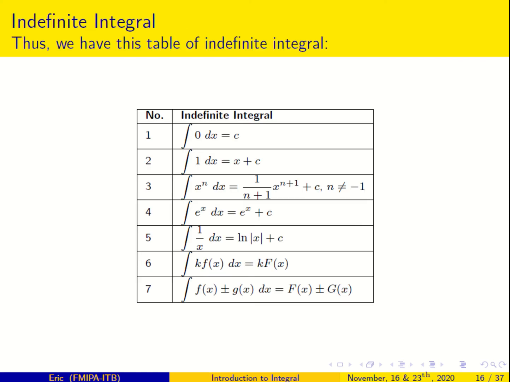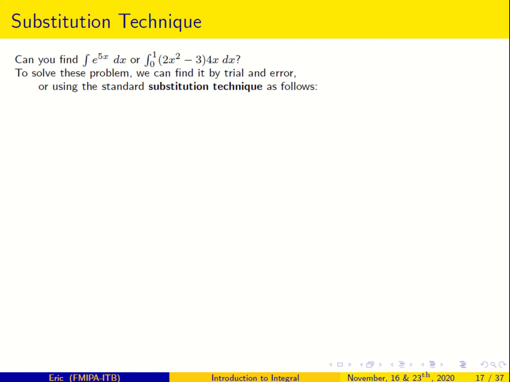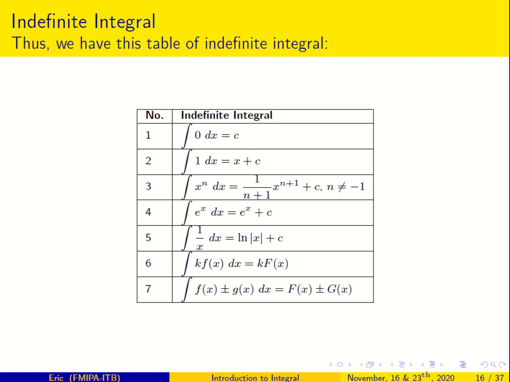It's just how I can change the integrand. We usually call the function to be integrated the integrand. We want to change the integrand to the form that we have known, that is 0, 1, x to the n, e to the x, 1 over x, or something that we know.